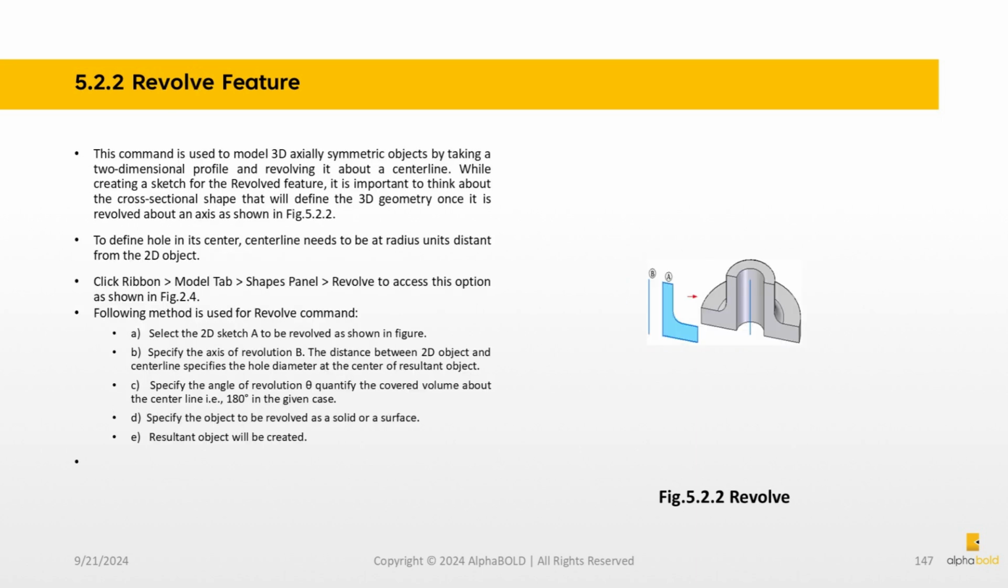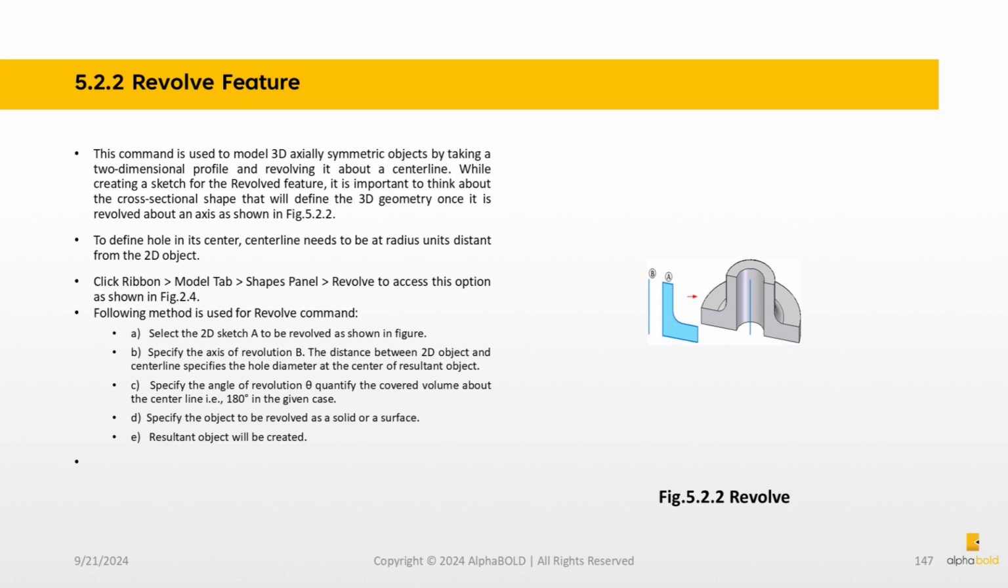Revolve Feature. This command is used to model 3D axially symmetric objects by taking a 2-dimensional profile and revolving it about a center line. While creating a sketch for the Revolve feature, it is important to think about the cross-sectional shape that will define the 3D geometry once it is revolved about an axis. To define a hole in it, its center line needs to be at radius units distant from the 2D object. Click Ribbon Model tab, Shapes panel, Revolve to access this option.